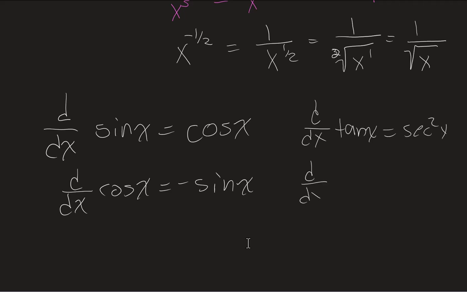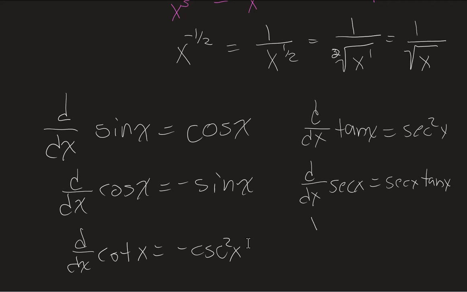The derivative of cotangent x is minus cosecant squared x. And the derivative of cosecant x is minus cosecant x cotangent x. Nothing to be done about it except to memorize them. They just have to be memorized. I'm sure there are plenty of Quizlets out there that can help you with that.